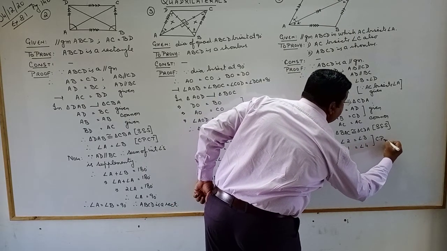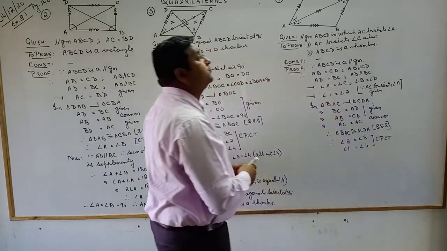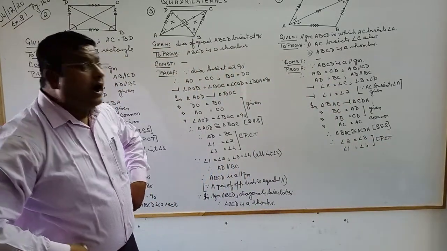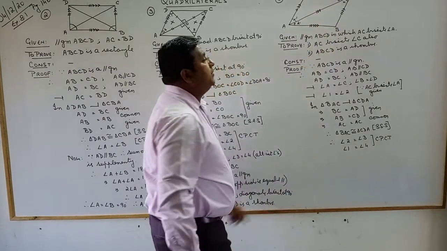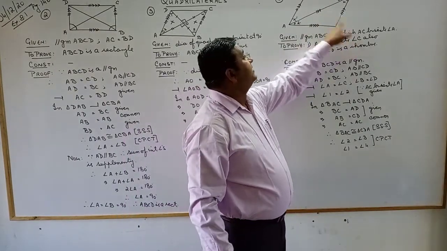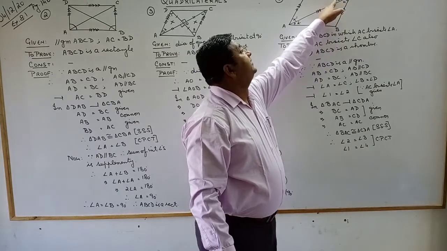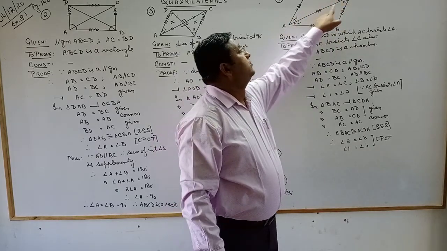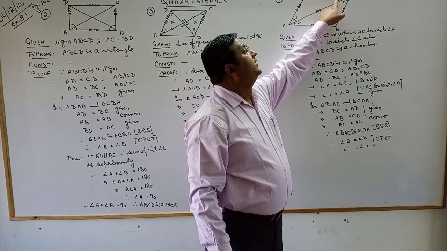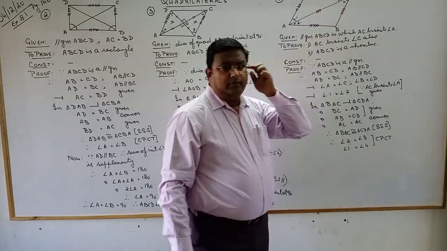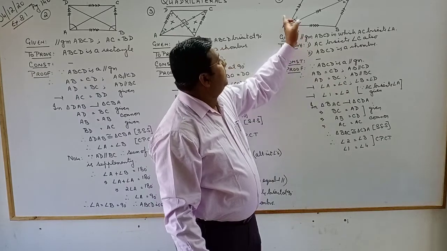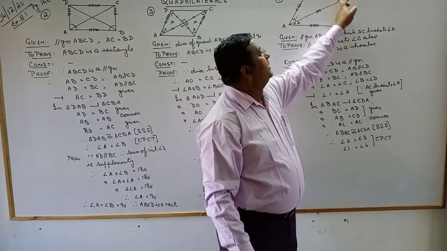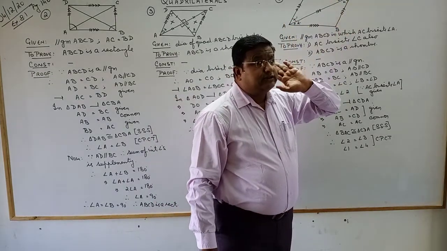Reason: CPCT, corresponding parts. Now we need to prove that these two angles are also equal, because he wants AC bisects angle C. That means we have proved that 3 is equal to 2, 1 is equal to 4. Now we need to prove that these two are also equal. So we know that angle A is equal to C. This complete angle is equal to this complete angle. Opposite angles of a parallelogram.